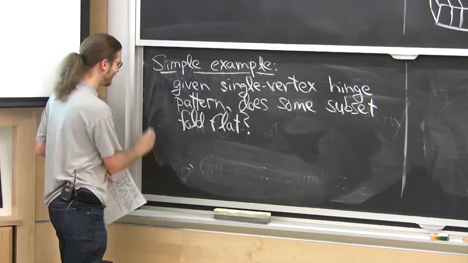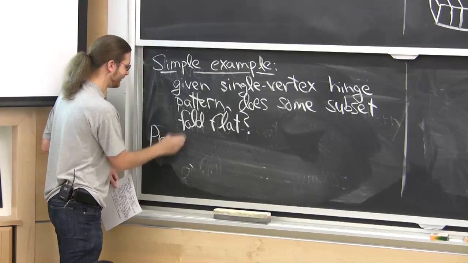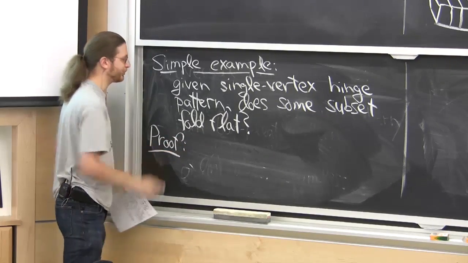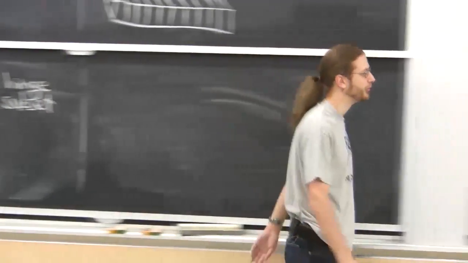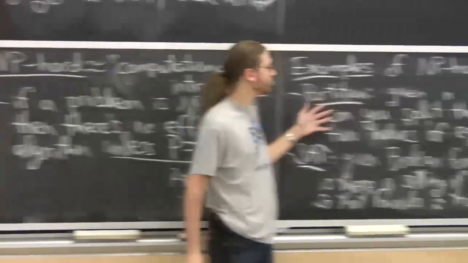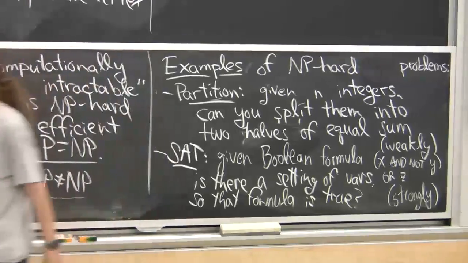So let me show you the obvious proof once you have it. We're going to show that this problem is harder than partition. So we take n integers, want to know how to divide them. And it's really simple.